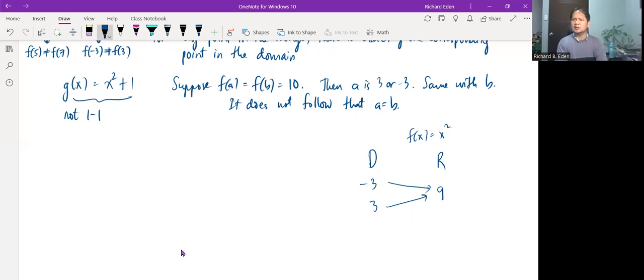Pwede na po ba i-reverse lahat ng functions? Kumbaga i-flip by just changing the variable?